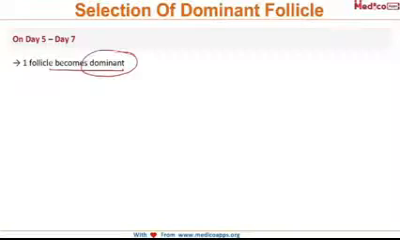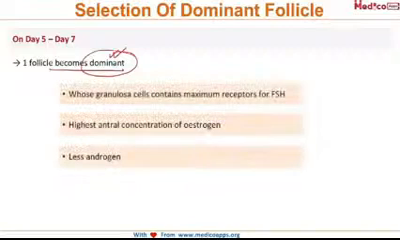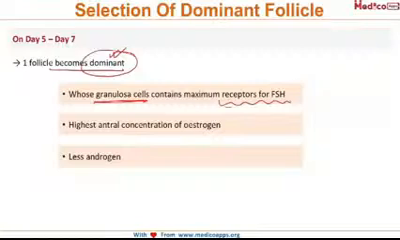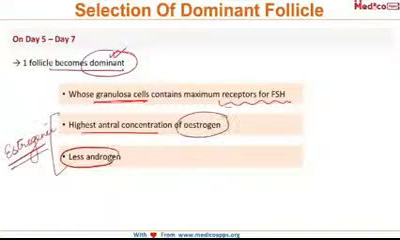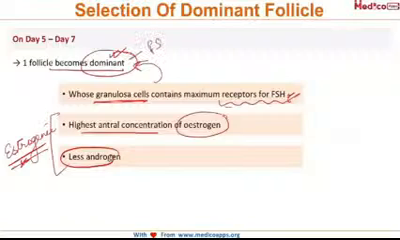And what determines which follicle will become dominant? The follicle in which the granulosa cells contain maximum receptors for FSH. The follicle in which the highest antral concentration of estrogen is there and less of androgen is there. So a follicle with estrogenic environment and maximum FSH receptors will become the dominant follicle, because this follicle will be rescued by the FSH, and the rest of the follicles which are not rescued by the FSH will undergo atresia.